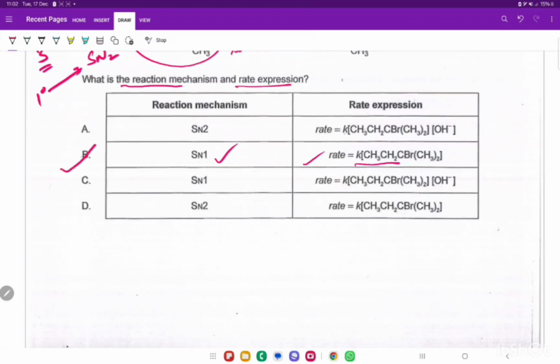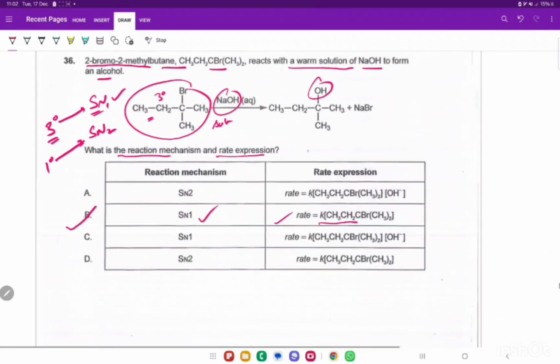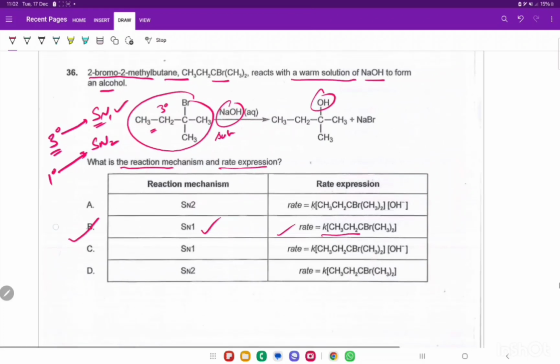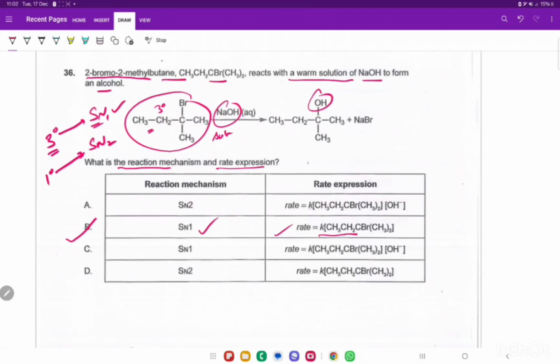The correct option is B. SN1, why? Because it is a tertiary halogenoalkane, and tertiary halogenoalkanes always give SN1. Primary gives SN2, and since it is tertiary it gives SN1, which is unimolecular. Therefore the concentration of halogenoalkane only controls the rate. The rate expression will contain only the concentration of halogenoalkane. Question 36, answer is B.